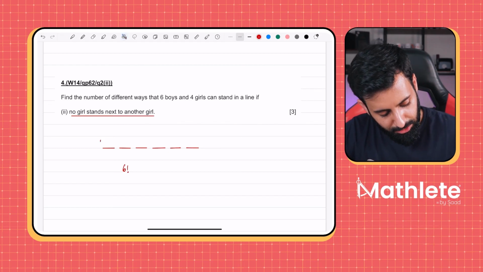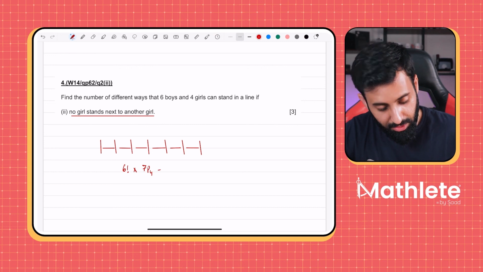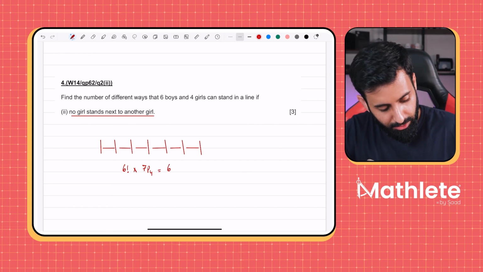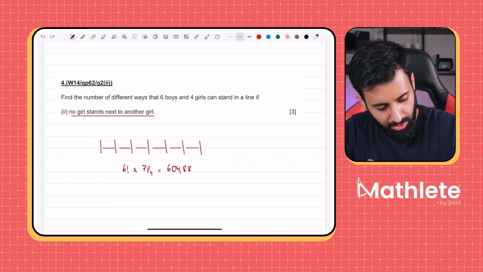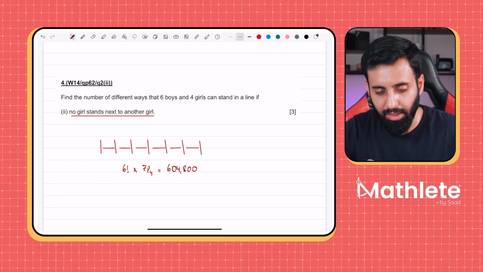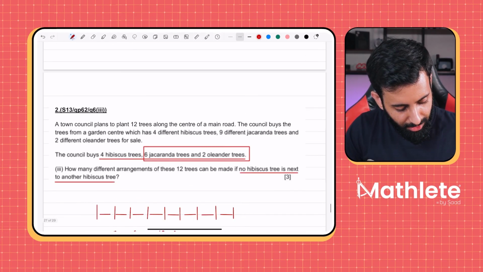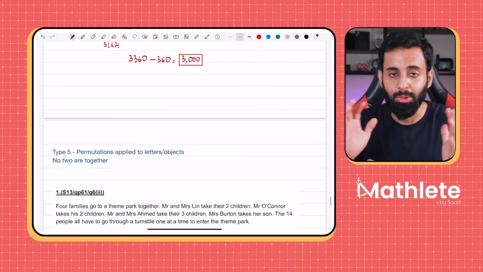Now, how many options do we have for the 4 girls? We have 1, 2, 3, 4, 5, 6, 7. So we have 7 options. And how many girls do we have to arrange in these 7 places? Only 4. So 6 factorial into 7P4. And if you work this out, you get 604,800. Yeah, 800, not 880. And that's it. That is basically type 5, where you have to make sure that no 2 are together.